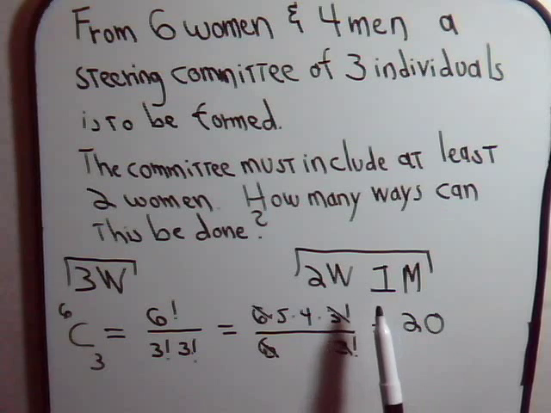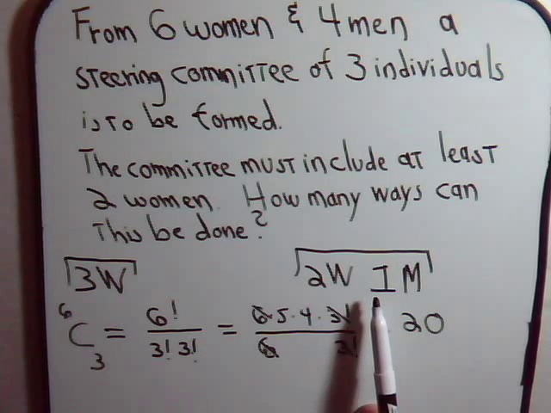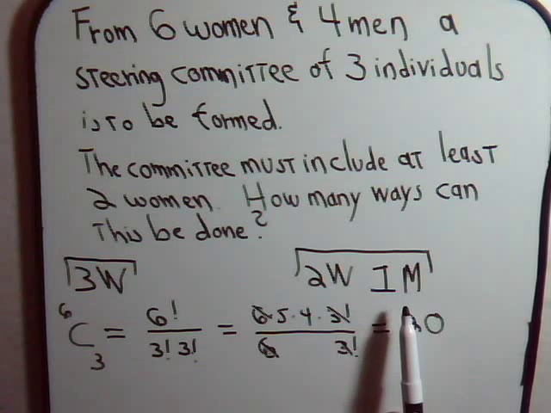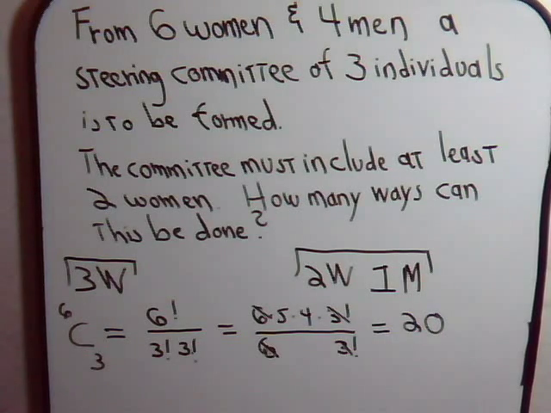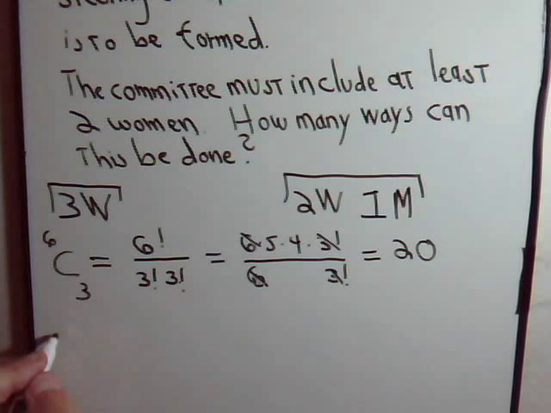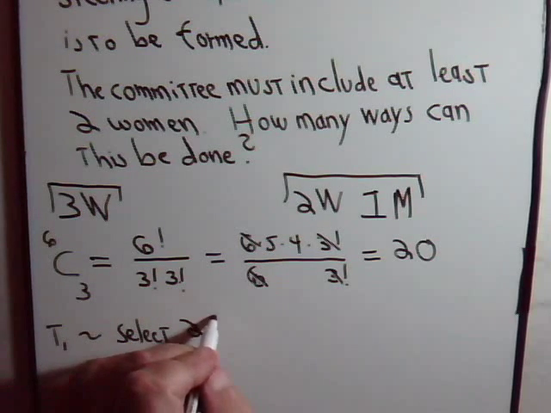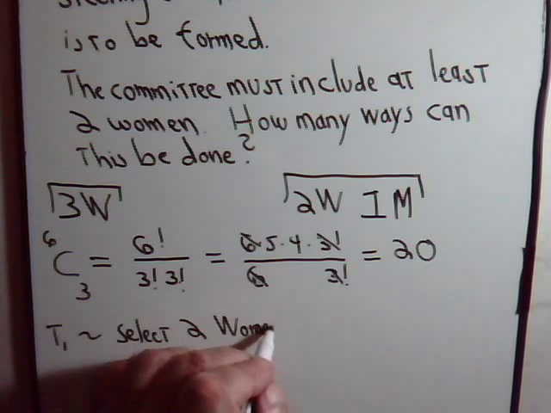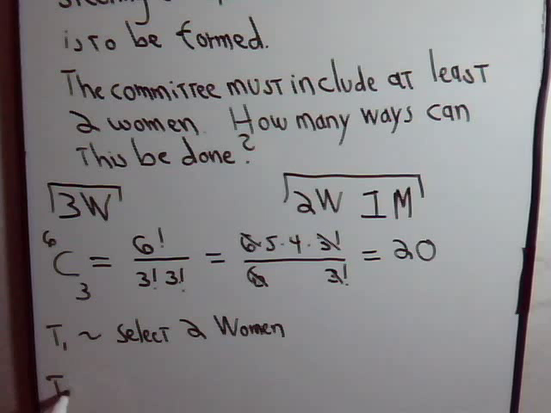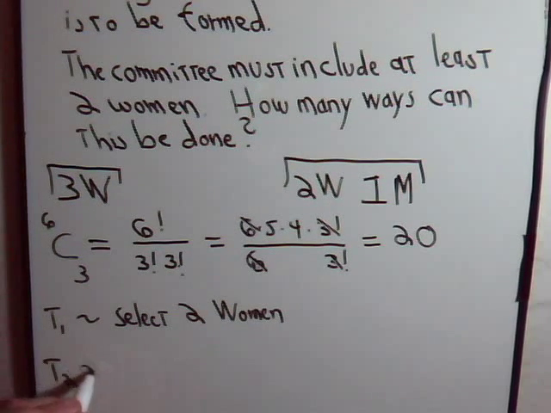Now, here we want to have another committee to take care of the other possibility. We have 2 women and 1 man. So you can think of this now as you're performing 2 tasks. First task is select the women. The second task is select the man that's going to be on the committee. So task T1, select 2 women. And task T2, select 1 man.